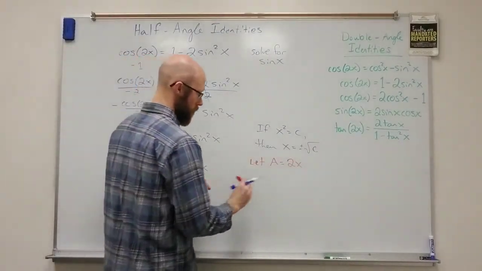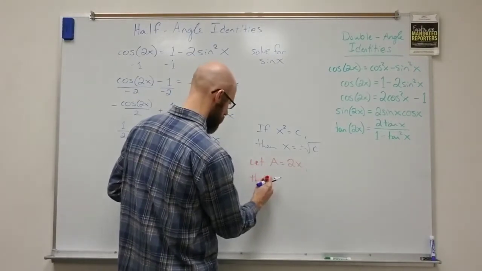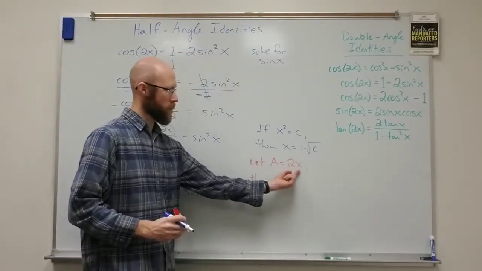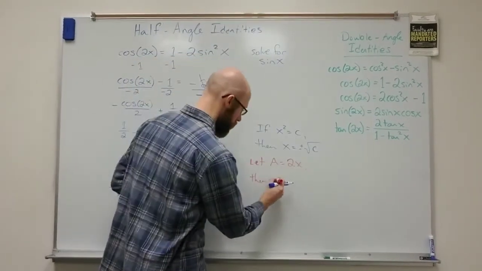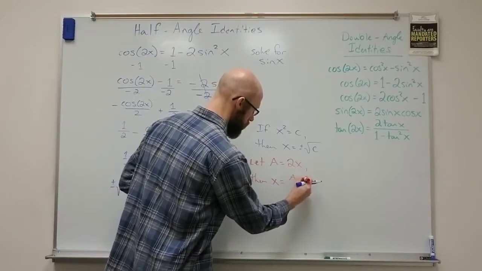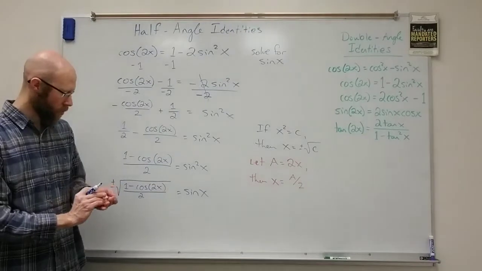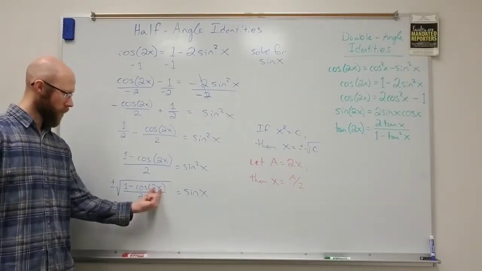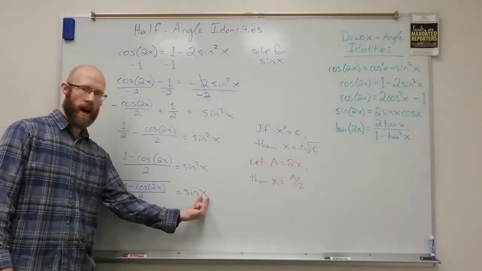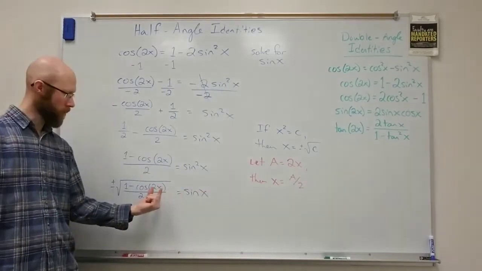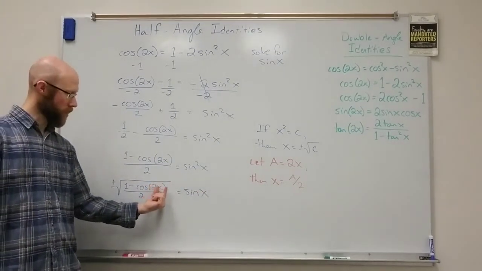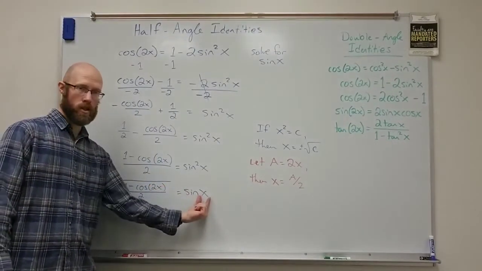Then, if I solve for x here, if I divide out the 2, x would be a over 2, or half of a, right? Which makes sense. If this angle is double x, then x is half of this angle, right? So this angle is a, then this is a over 2.